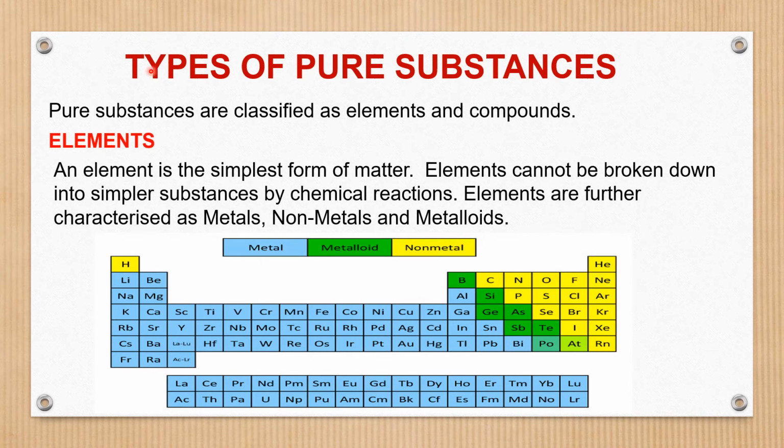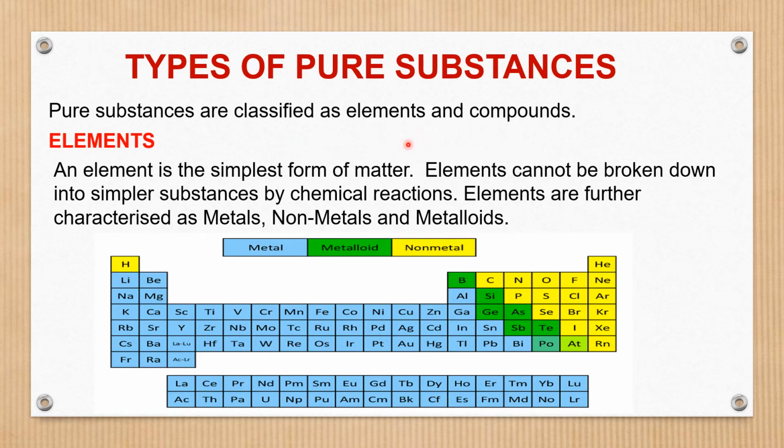Types of pure substances. At the beginning of this chapter, we already discussed that matter is classified as pure substances as well as impure substances. Impure substances means mixtures, and they are homogeneous mixtures and heterogeneous mixtures, which we already learned. And pure substances are classified as elements and compounds.